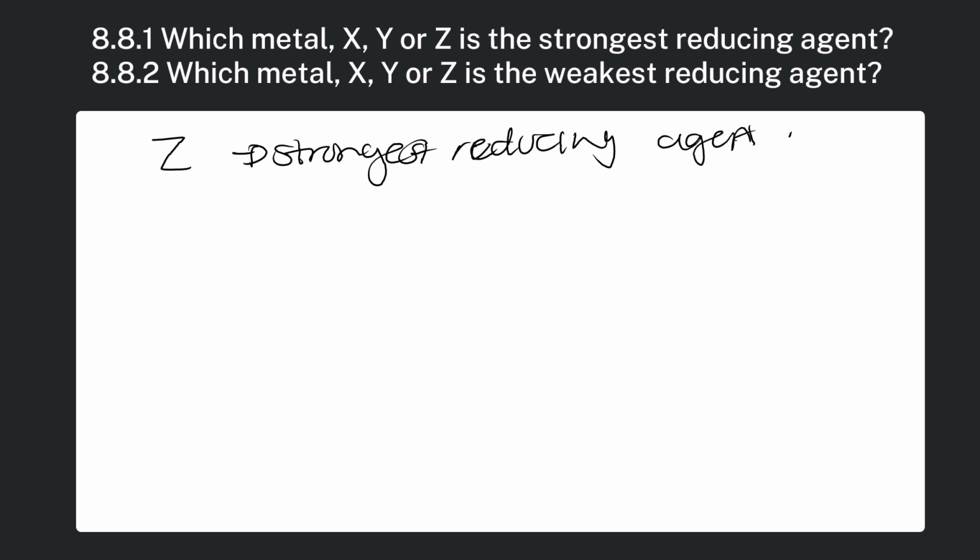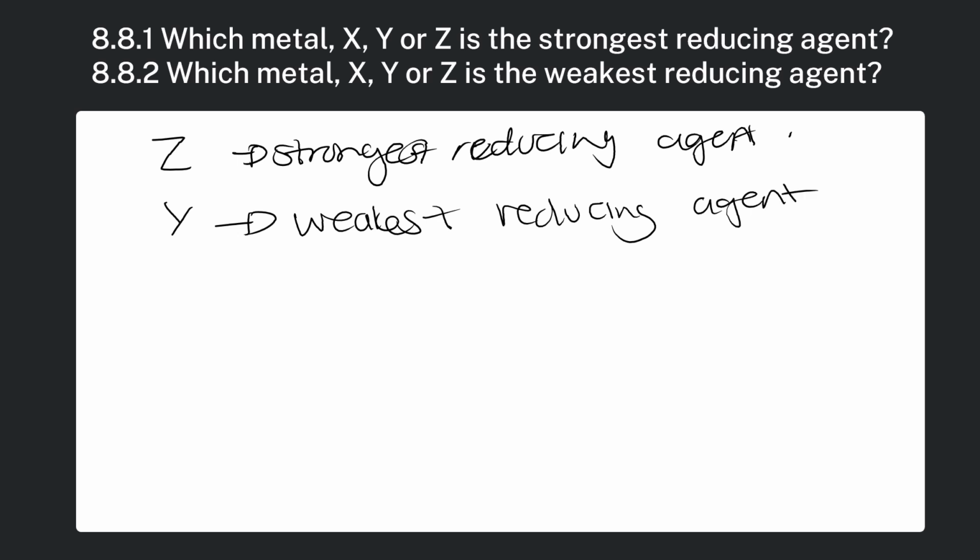And the weakest reducing agent is the one that's hardest to oxidize. What we saw in these experiments is that Y was never oxidized, which made it the weakest. So the weakest reducing agent would be Y. But in the same sense, remember, Y will also be the strongest oxidizing agent.